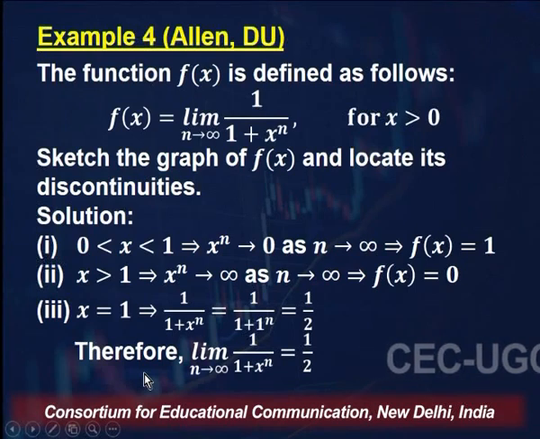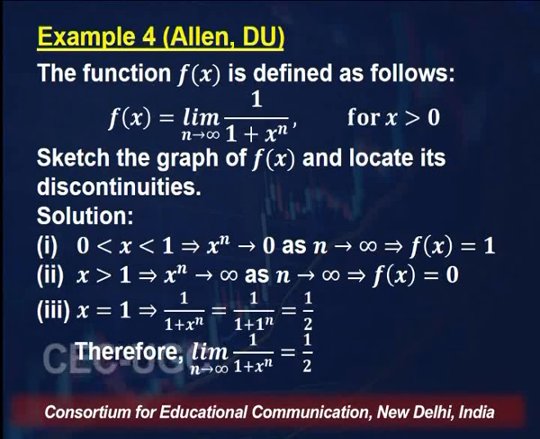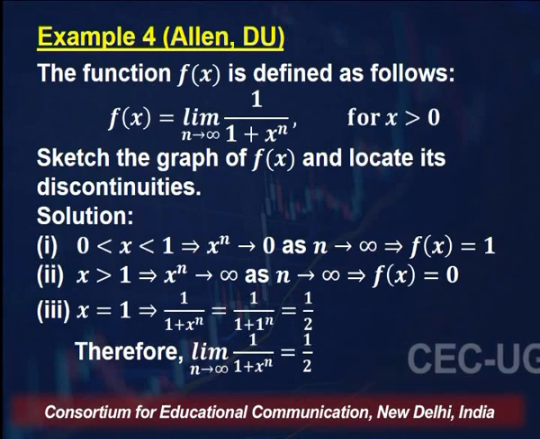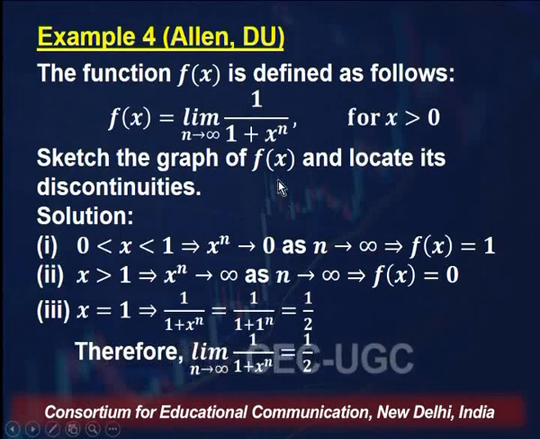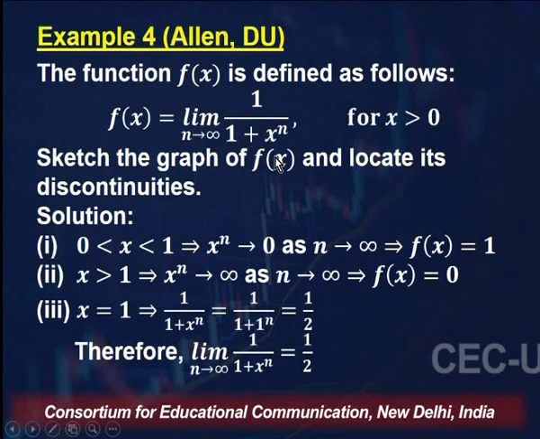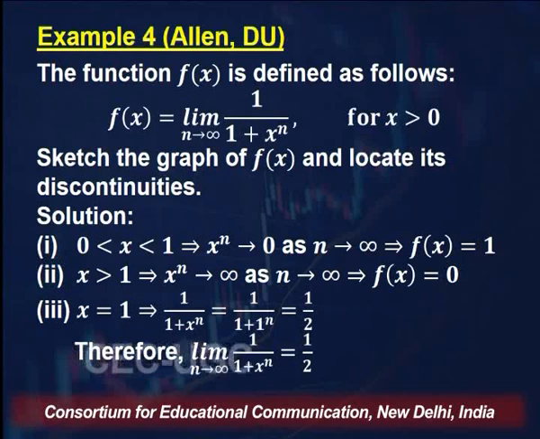Okay, now I have this example, which is a classic one from the book by R.G.D. Allen, and it has also appeared in one of the Delhi University exams. So here you have a function which is given by the limit of the expression 1 by 1 plus x to the power n as n approaches infinity. And here x takes on all positive values, so x is strictly greater than 0. The question asks you to sketch the graph of this function and locate its discontinuities.